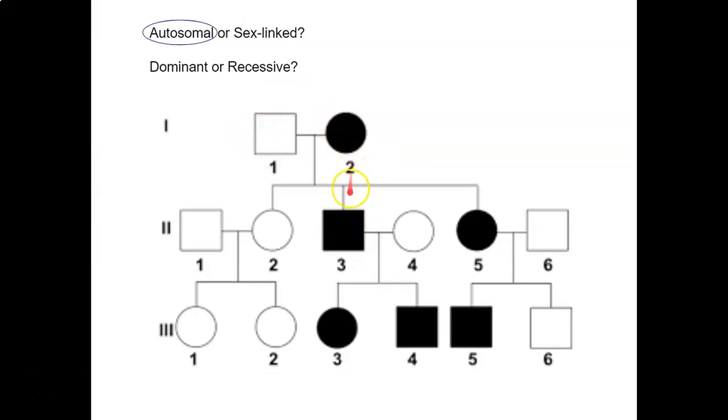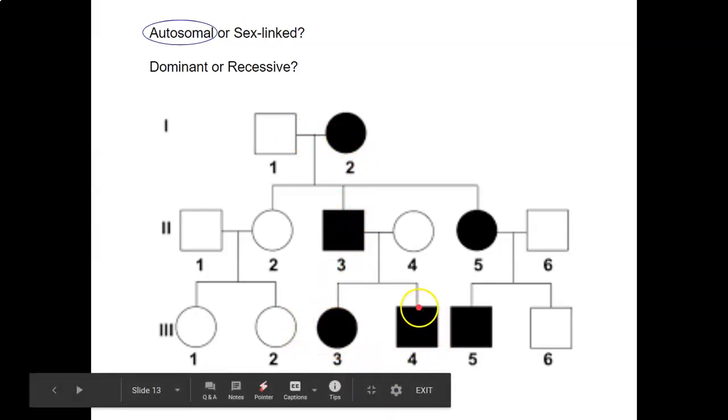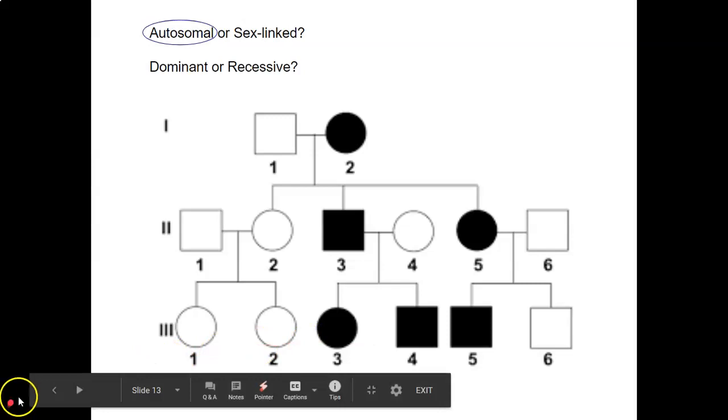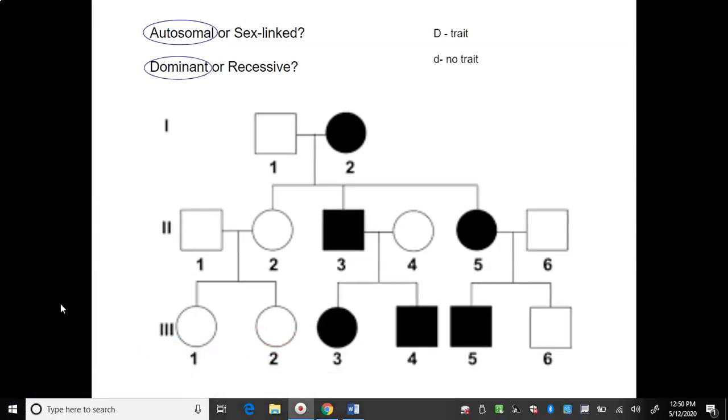So look, this parent has it, this person, oh, they have children then that have it. Same thing here, you have a mother that has it and then a son that has it. And you see it in every single generation. So in this case, this would be a dominant trait. So in this case, it would be autosomal dominant.